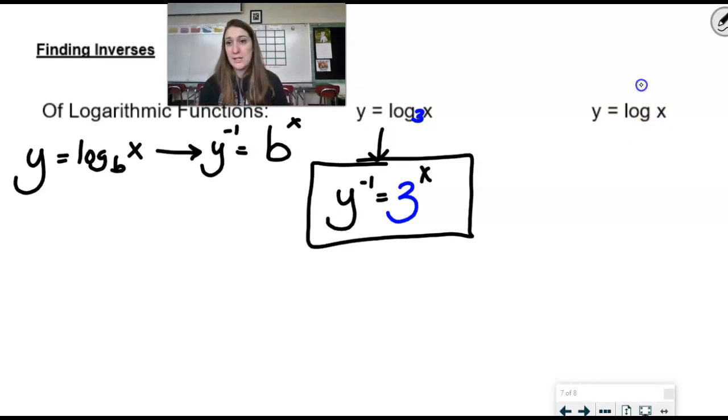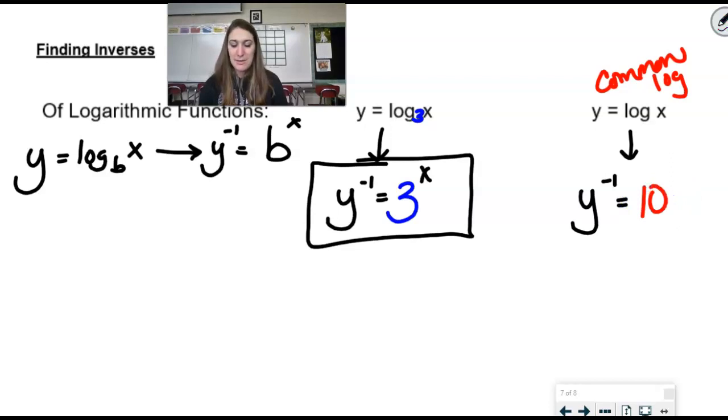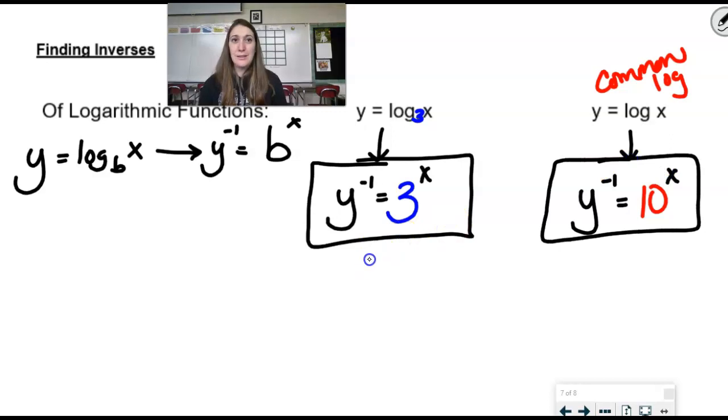All right, so the inverse here of a log, this is a common log, right? Write myself a little note. This is a common log. So his inverse would be an exponential of, remember common log is a base 10. So it would be 10 to the x power. And that's it. I know, seems like there's a catch, right?